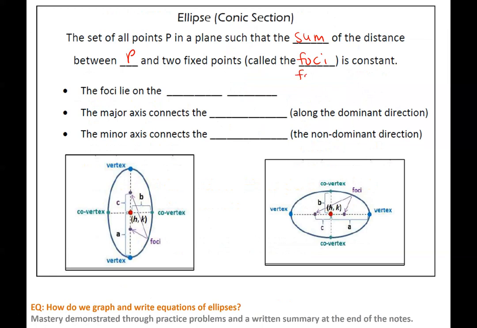Okay, so this would be singular. We call it a focus. Foci would be plural. So the foci lie on the major axis, which basically means the dominant direction of the ellipse. We'll get to that in a minute. The major axis connects the vertices. And again, there you see that dominant direction. Along the dominant direction, the minor axis is going to connect the co-vertices.